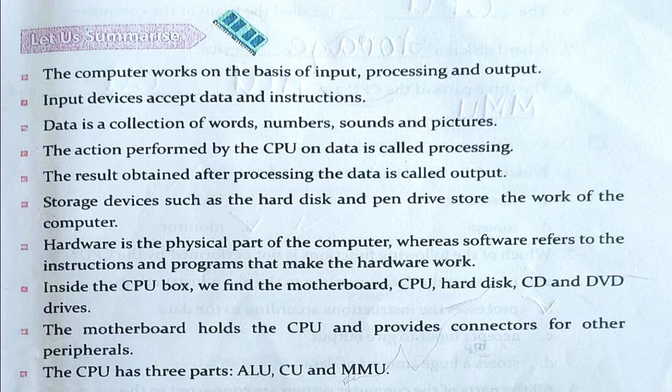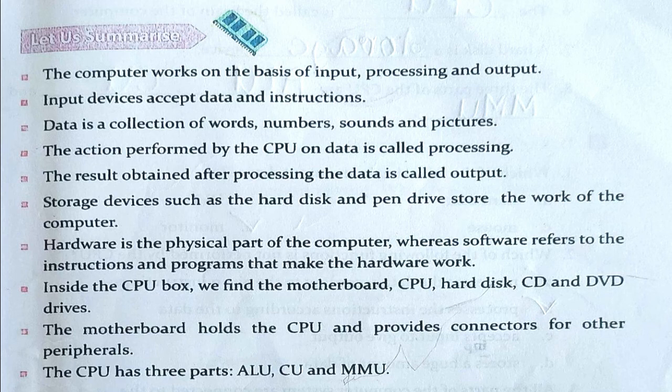Let's summarize. 1. The computer works on the basis of input, processing and output. 2. Input devices accept data and instructions. 3. Data is a collection of words, numbers, sounds and pictures. 4. The action performed by the CPU on data is called processing. 5. The result obtained after processing the data is called output. 6. Storage devices such as the hard disk and pen drive store the work of the computer.